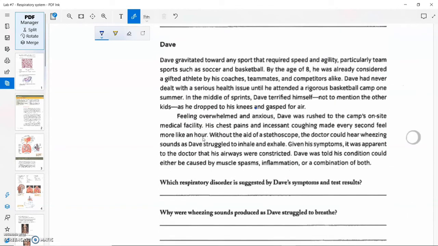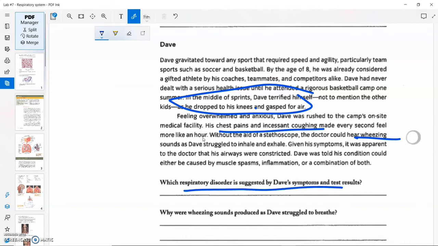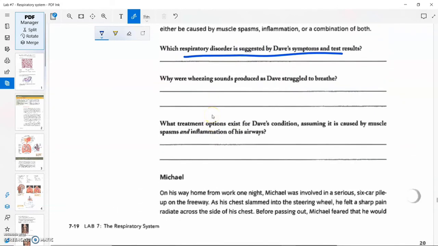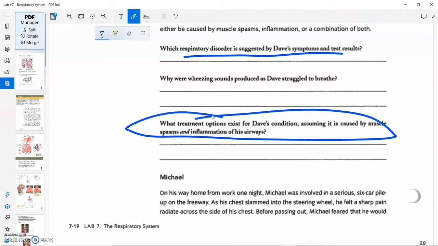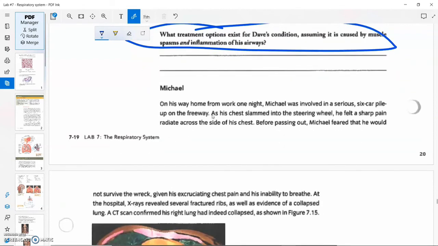So here, Dave, in the middle of sprints, dropped to his knees, gasped for air, with chest pain, incessant coughing, and wheezing. That's exercise-induced asthma. Wheezing because Dave's bronchi constricted and air struggled to get in and out of his lungs. Treatment options: for muscle spasm and inflammation, myorelaxants and anti-inflammatory drugs. You can use Ventolin as a myorelaxant and steroids as the treatment for inflammation.